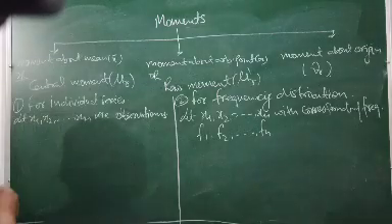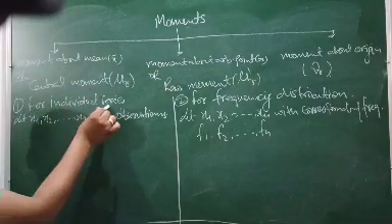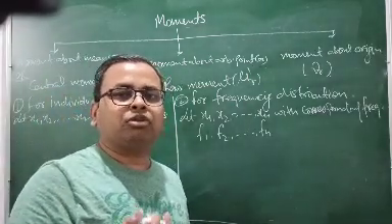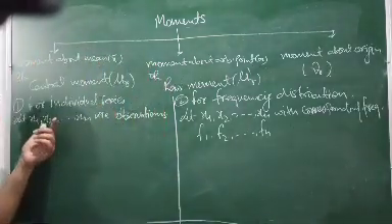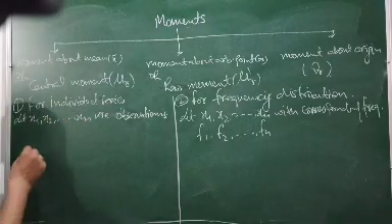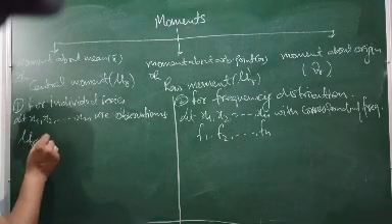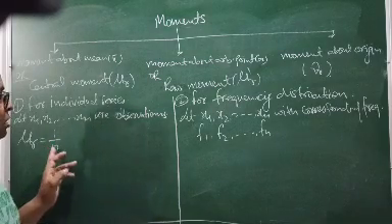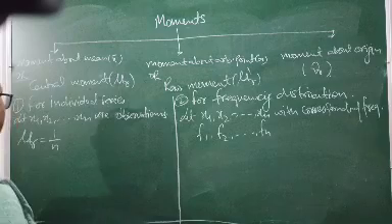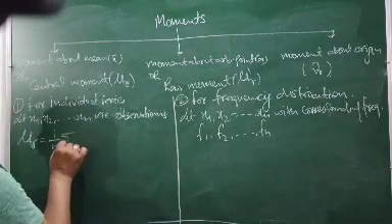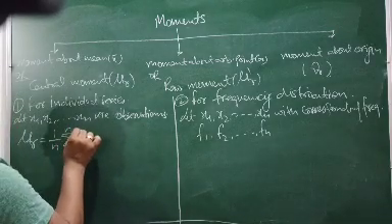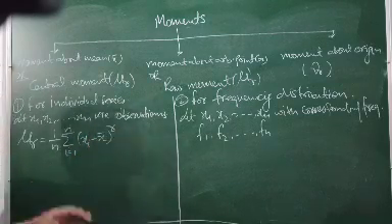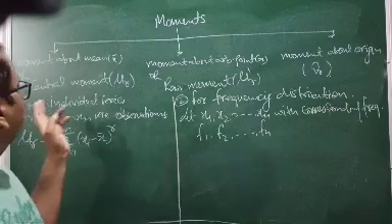First of all, for an individual series, which means there is only a number of observations like x1, x2 up to xn. So mu r is equal to 1 upon n, where small n is the number of observations, summation i varies from 1 to n of (xi minus x bar) to the power r. This is known as the rth central moment or rth moment about mean.